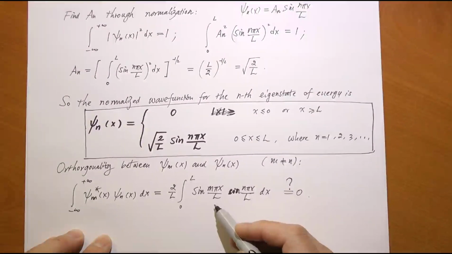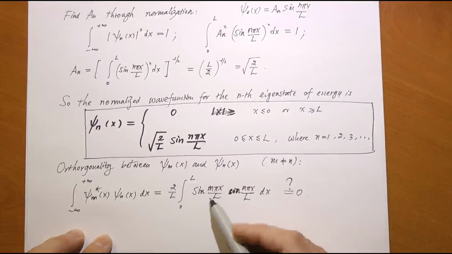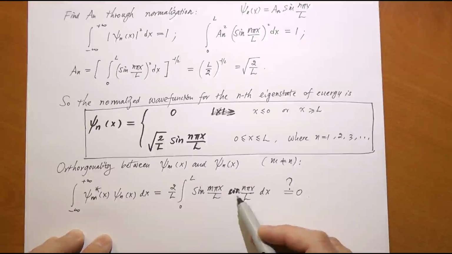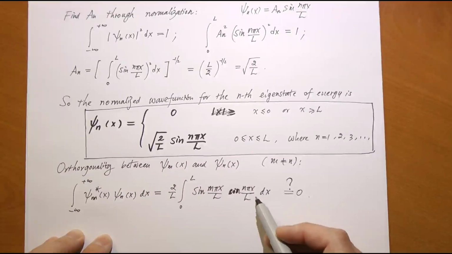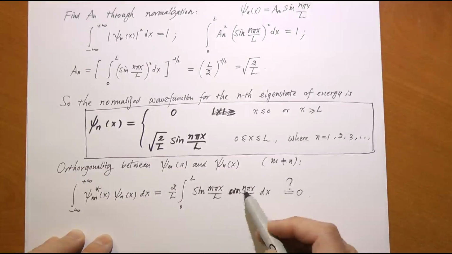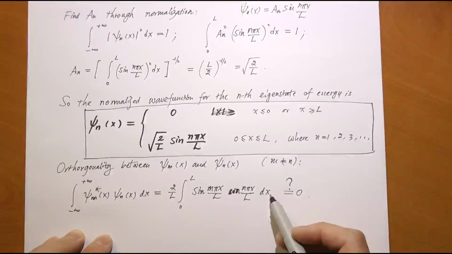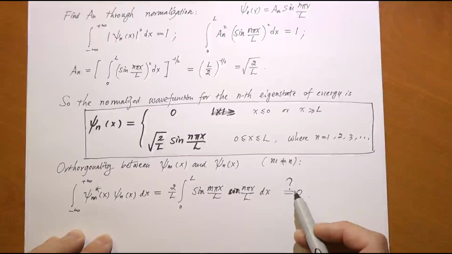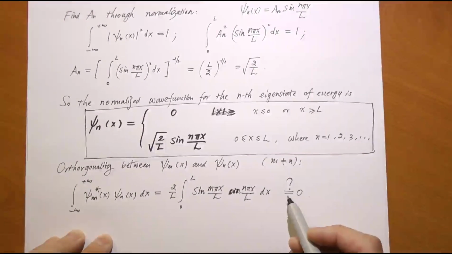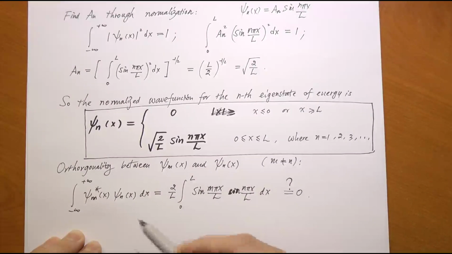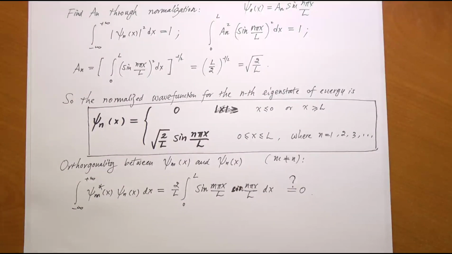I'm going to leave this as a mathematical exercise for you. Sine m pi x over L times sine n pi x over L. It turns out if m and n are both integers, but they're not equal to each other, you can show for yourself, after you work out this integral, you actually do get 0. Please work on that and show, at least for this particular case, the orthogonality condition is satisfied.